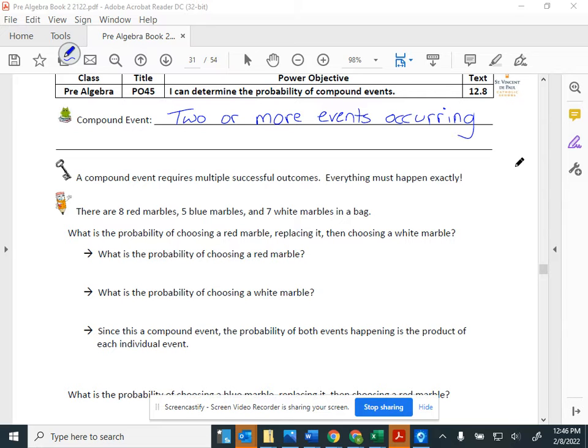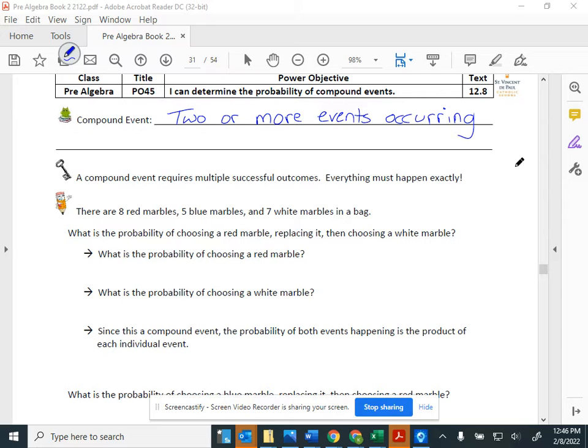So let's see, there are 8 red marbles, 5 blue marbles, and 7 white marbles in a bag. What is the probability of choosing a red marble, replacing it, then choosing a white marble? So what do we have to do for that? Who remembers? Think back. Chase? I have to figure out the probability of a red marble, and then a white marble, and then you add them up, I think.